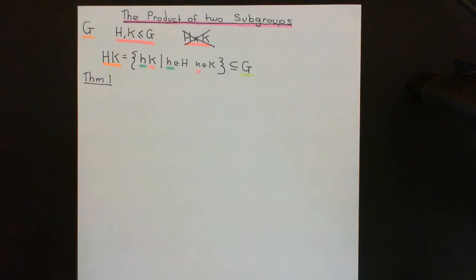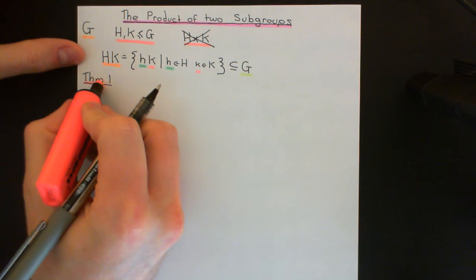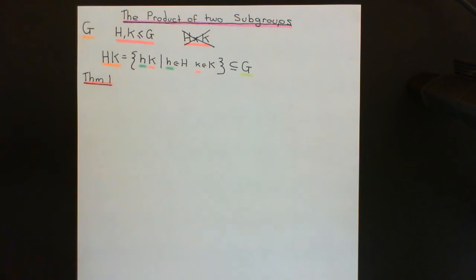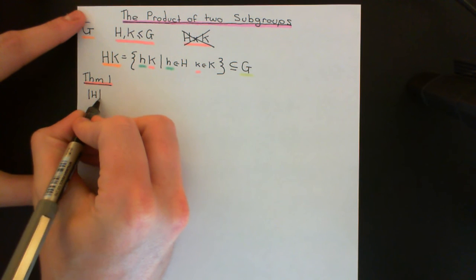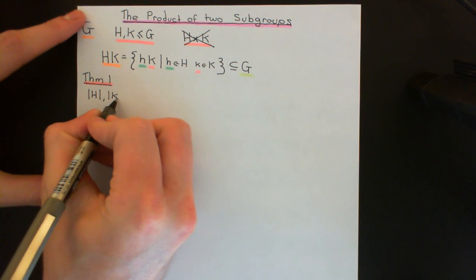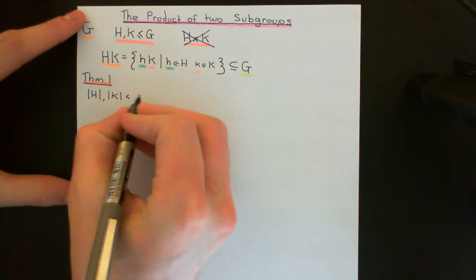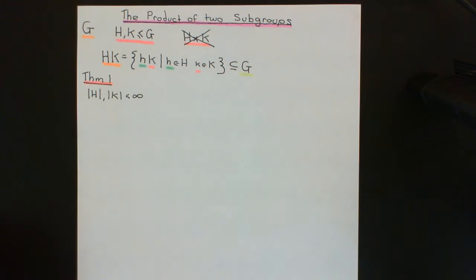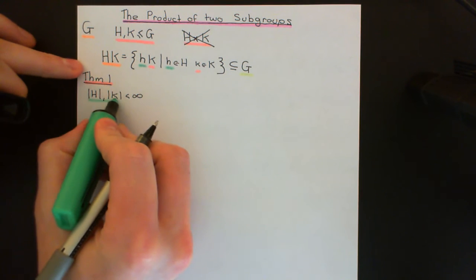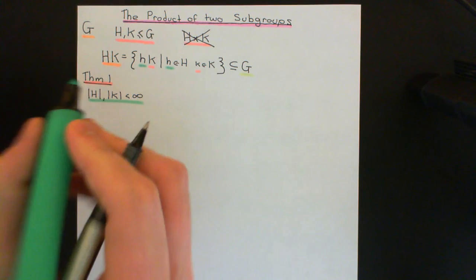Right, so let me state Theorem 1 now. As I say, for Theorem 1 to work, we need the order of the two subgroups that we are producting together to be finite. So I'll put that as my first initial condition. So the order of H and the order of K are going to need to be finite now. So they're going to have to be strictly less than infinity. So that's just a shorthand way of writing that they need to be some finite natural number.